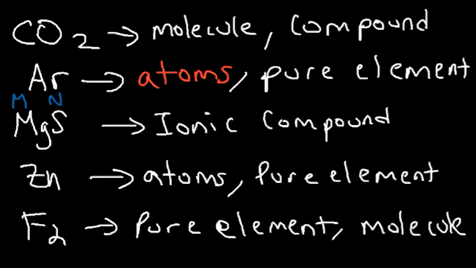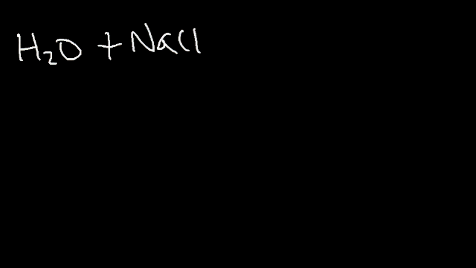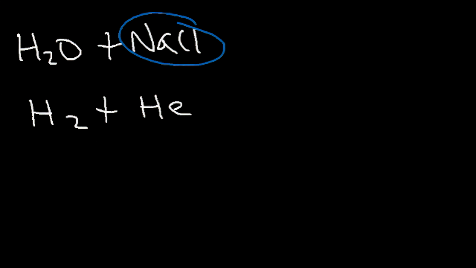So now you know how to classify substances. And now, what is the difference between a pure substance and a mixture? A mixture is the combination of two or more pure substances. For example, if you mix water, which is a pure substance, with sodium chloride, you have a mixture, a salt-water mixture. If you mix hydrogen with helium, you now have a mixture. So a mixture is simply the combination of two or more pure substances. Sodium chloride is a pure substance. Even though it's a compound that has two different elements, it's still classified as a pure substance.